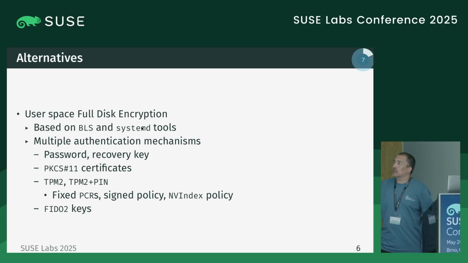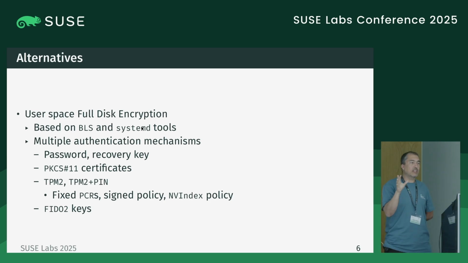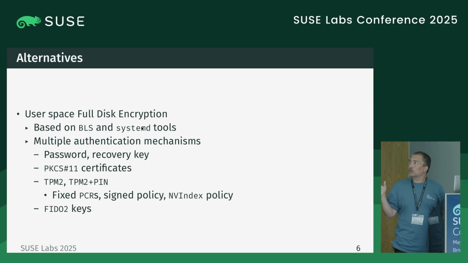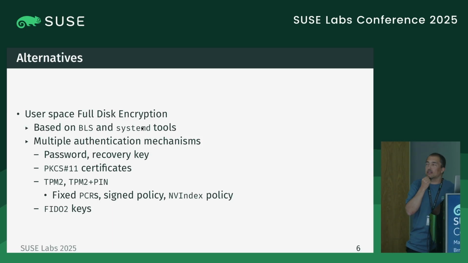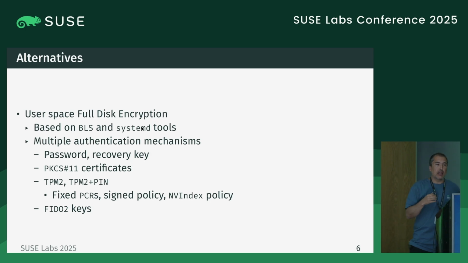But we are going to talk about an alternative that is a user space full disk encryption. So the bootloader in this model is only about loading the distribution, or loading the kernel, and nothing else. This architecture is based on two concepts. One is the bootloader specification, and the other one is the systemd tools. Systemd was selected here because they have a very interesting proposal, very aligned with what we are looking for, and they are aiming to become some kind of standard for Linux distributions.